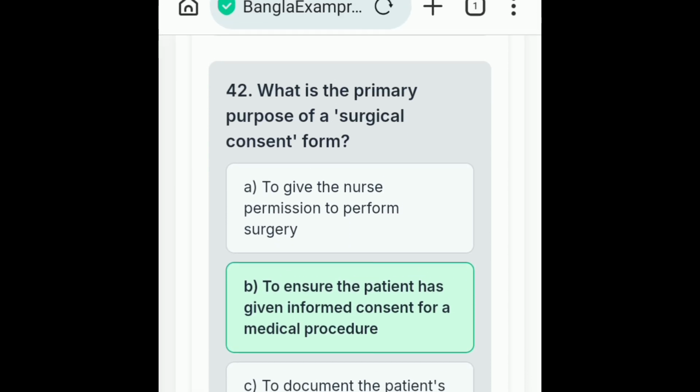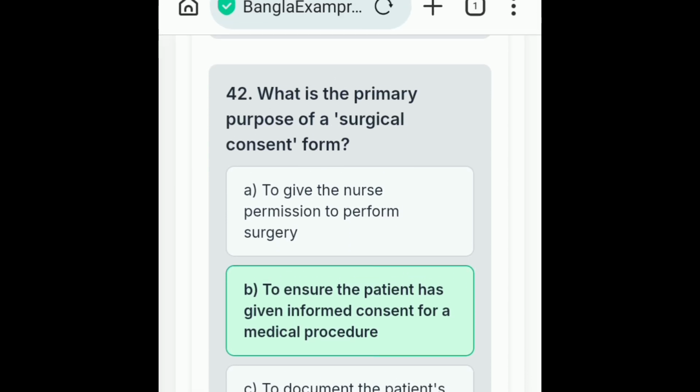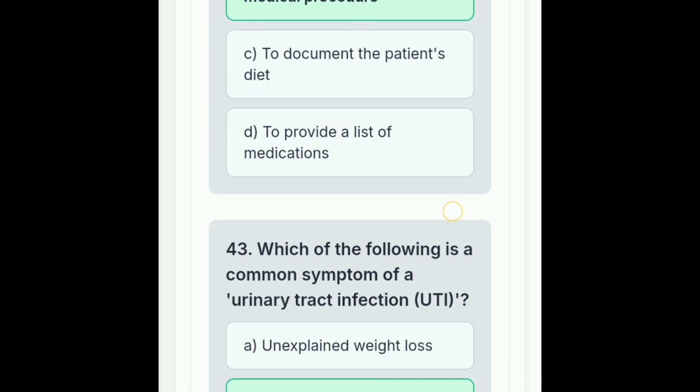42. What is the primary purpose of a surgical consent form? Option A, to give the nurse permission to perform surgery. Option B, to ensure the patient has given informed consent for a medical procedure. Option C, to document the patient's diet. Option D, to provide a list of medication. So the B, to ensure the patient has given informed consent for a medical procedure.